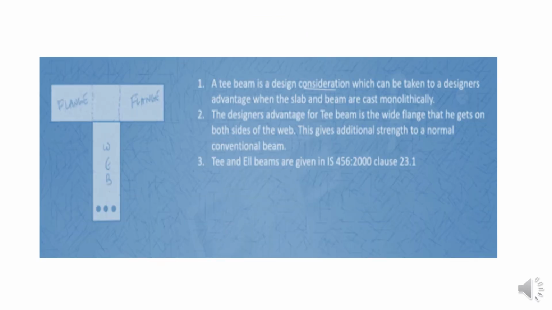Let us see what a T beam is. The T beam is the beam which, in design consideration, can be taken to the designer's advantage when the slab and beam are cast monolithically. Both are cast in a monolithic manner. It consists of a flange portion and a web portion. Actually the web portion is extended up to the flange portion. These two portions are called the flange. The designer has the advantage for the T-beam in the wide flange on both sides of the web. This gives additional strength to the normal conventional beam. The T-beam is given in IS 456 clause 23.1.